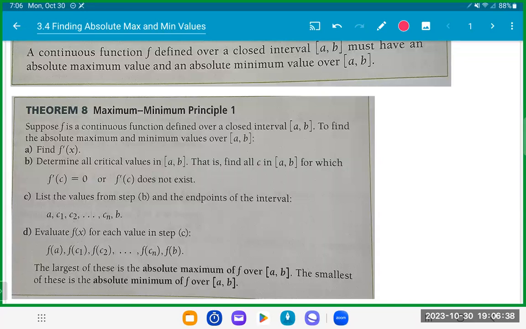So when you do that and you get those values, then your largest value for f of whatever, our largest y, gives us an absolute maximum, and the smallest value will give us an absolute minimum. That really is the gist of theorem number 8, where we're looking at that max-min principle number 1, okay? And we'll see this in action here in a moment. Any questions just about the theorem itself?